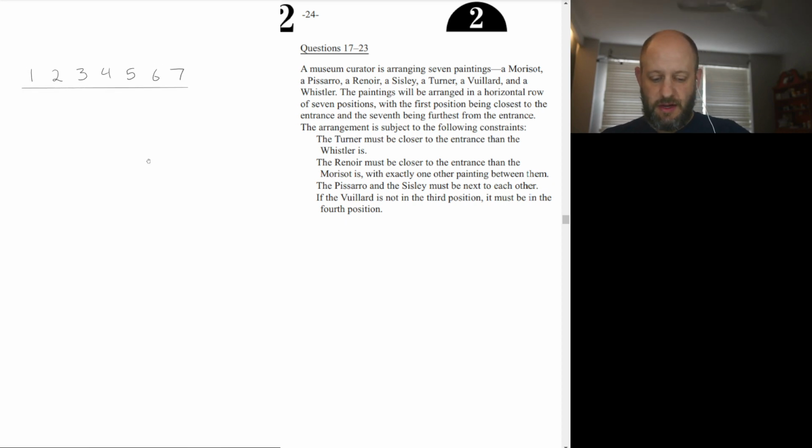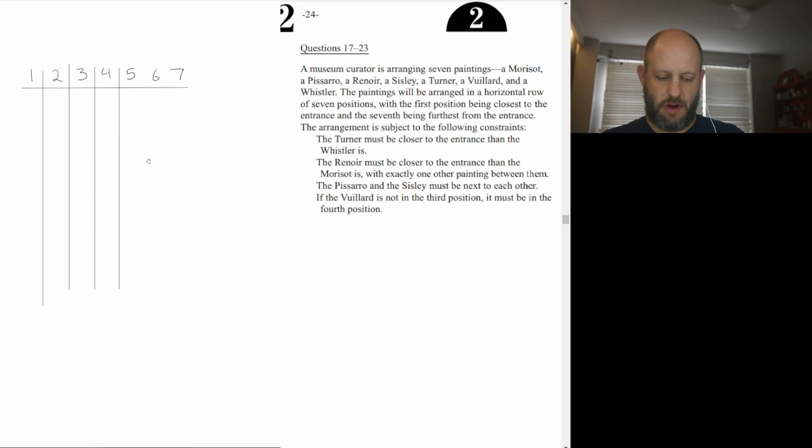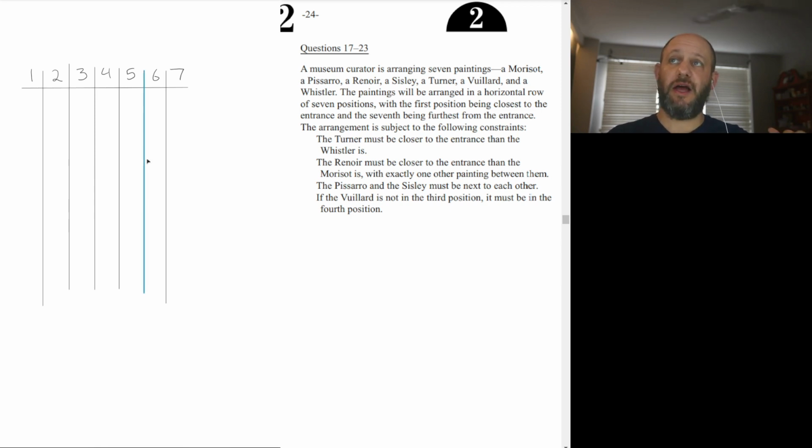Okay, and then we're going to create the table like we normally do with vertical lines so that we have plenty of room to show solutions in our table. So there's 1, 2. Let's get that one straight. There we go. 2, 3, 4, 5, and 6. There we have it. Okay, so that's what our table is going to look like.